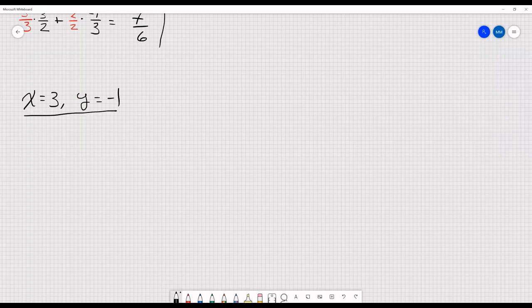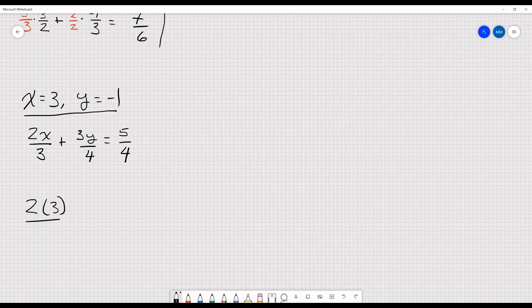All right, now we're going to check in the second equation. The second equation was 2x over 3 plus 3y over 4 equals 5 over 4. I'm going to enter my proposed solution here. I have 2 times 3 over 3 plus 3 times negative 1 over 4. I very much hope that that is 5 over 4.